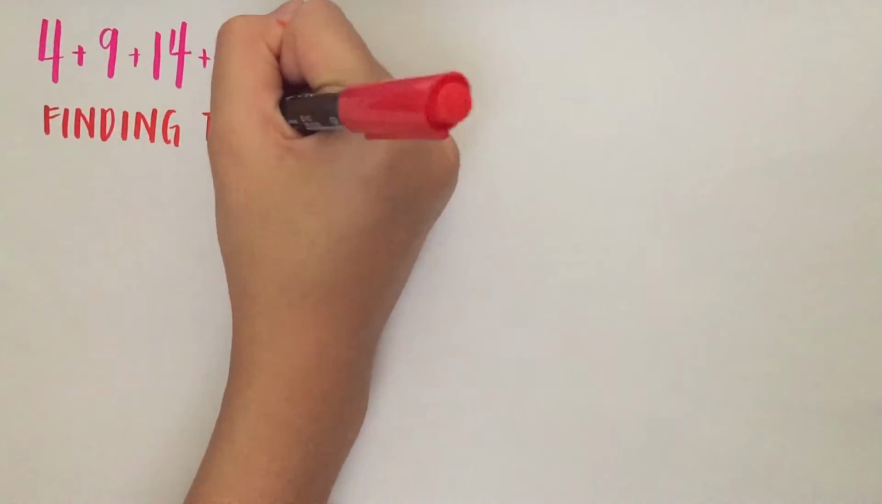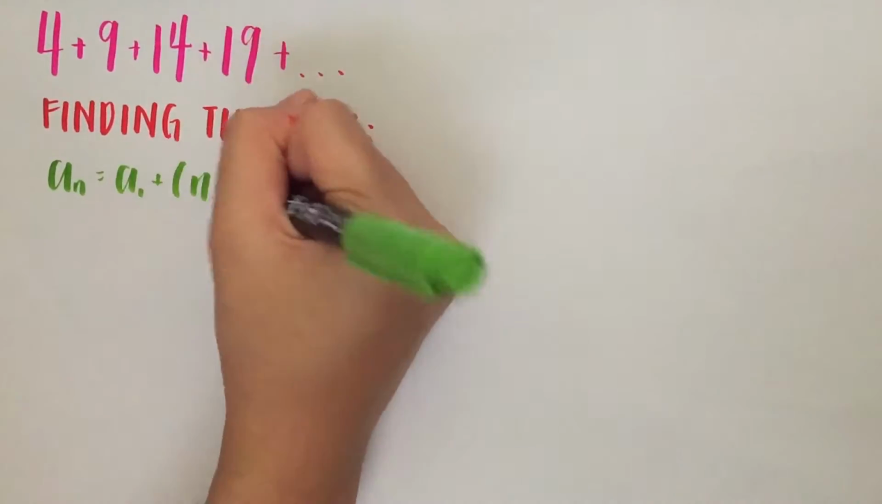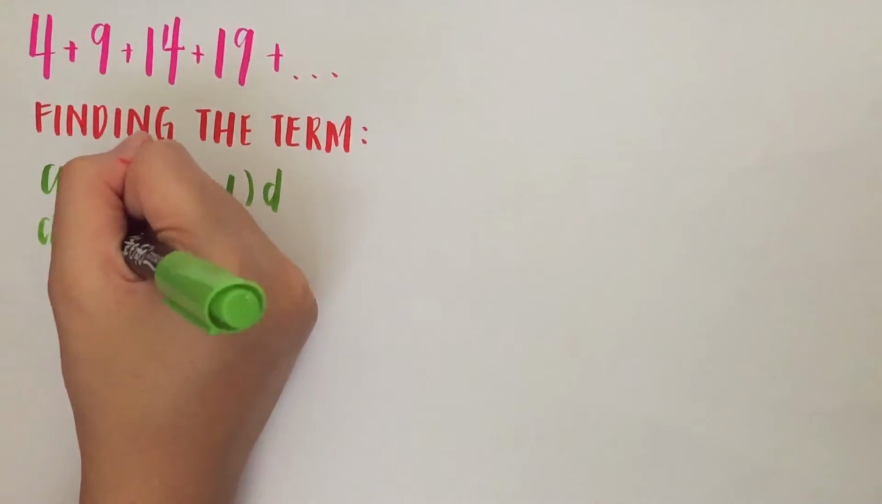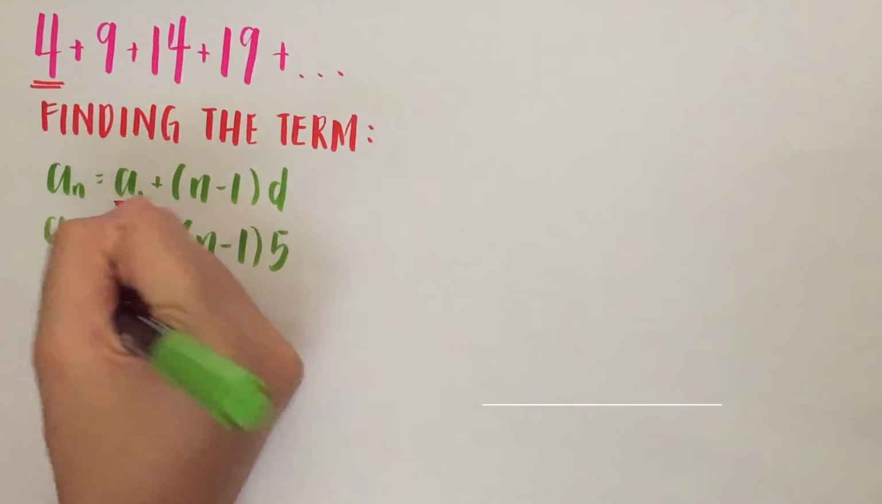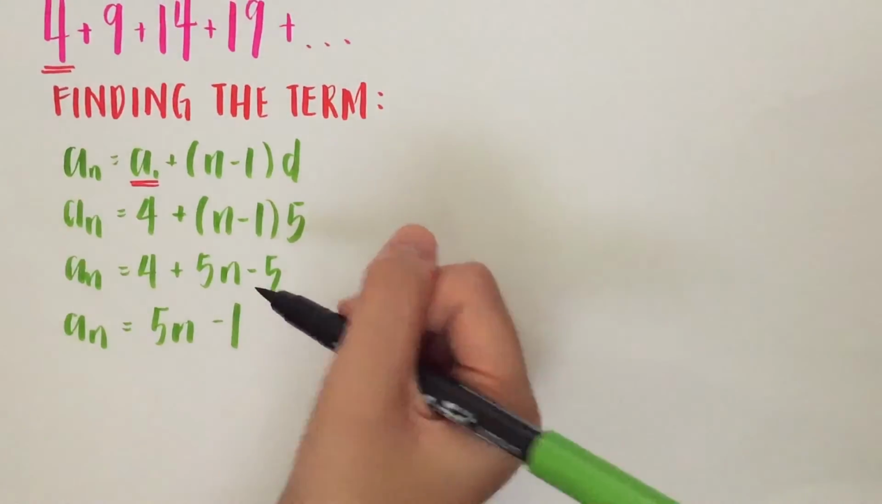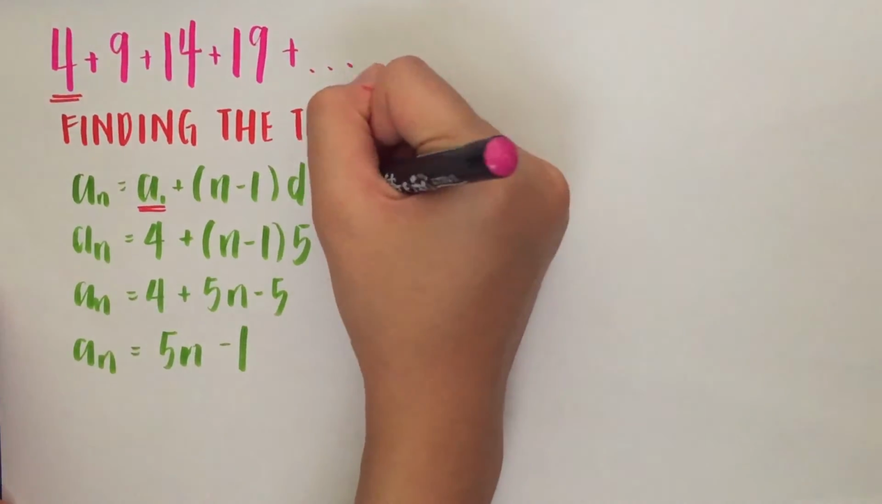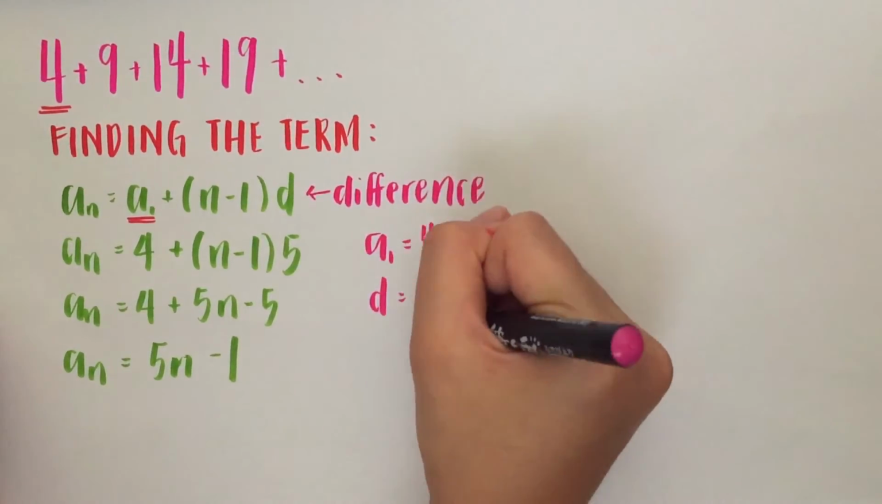So now we have 4 plus 9 plus 14 plus 19 plus dot dot dot. We find the term again as we did in the first example. A sub 1 here is now 4 and our d is 5. We substitute those in and we get a sub n is equal to 5n minus 1. D is our difference and a sub 1 is our first term.